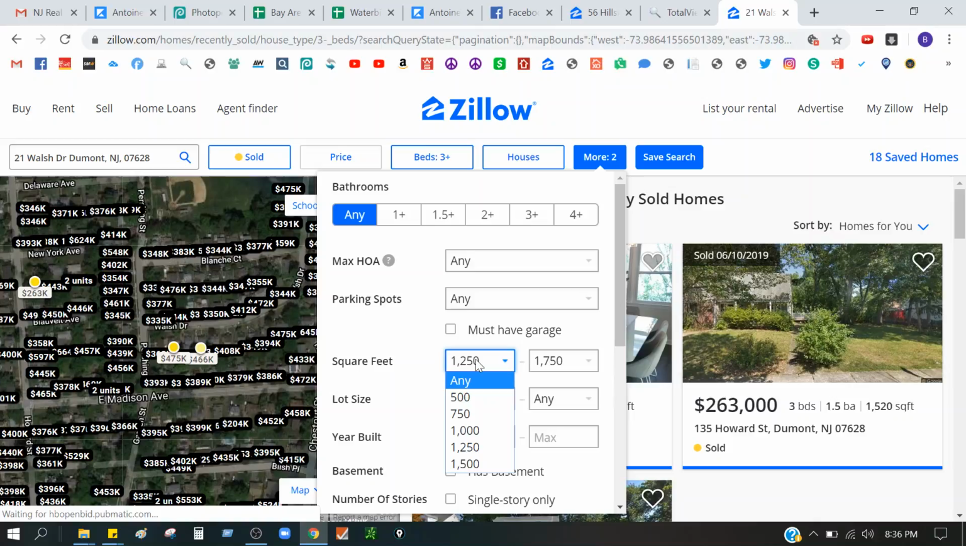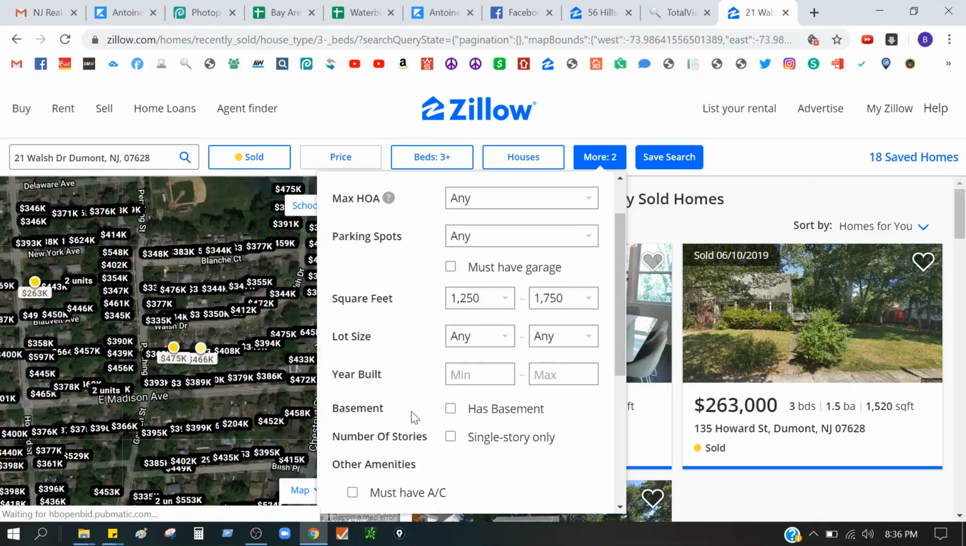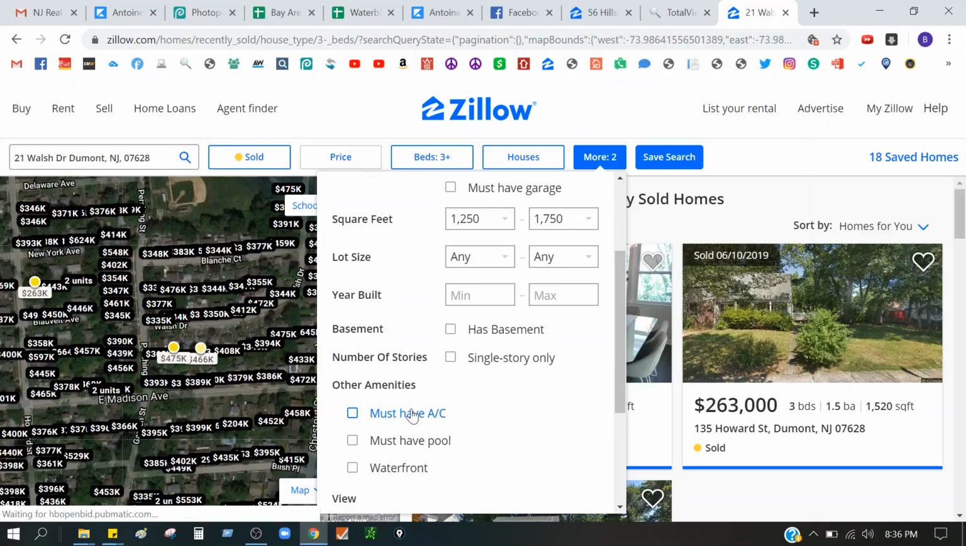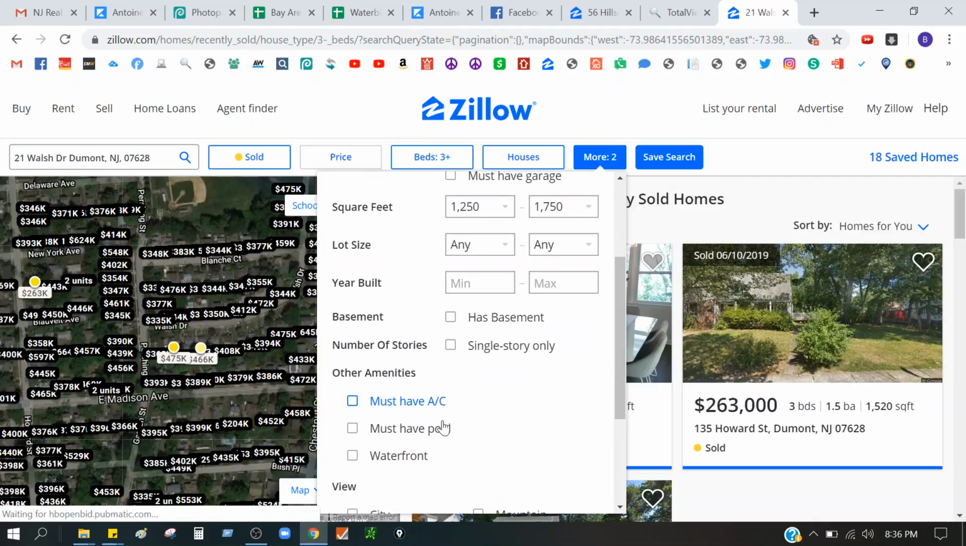The square footage on Dumont was about 1,500. So I do like 250 square foot less and then 250 square foot more, right? So just put it in that range. And then lot size, none of this stuff matters.